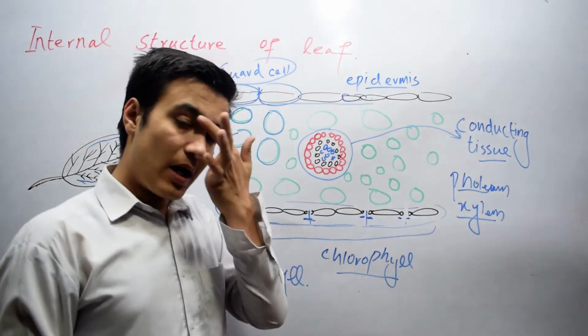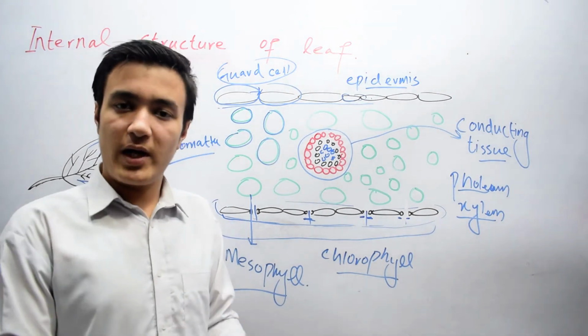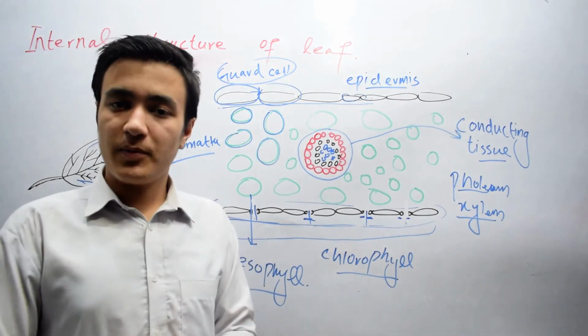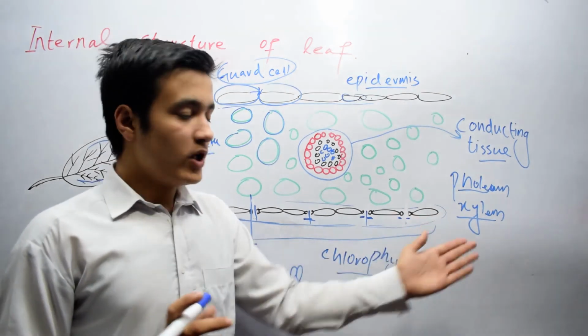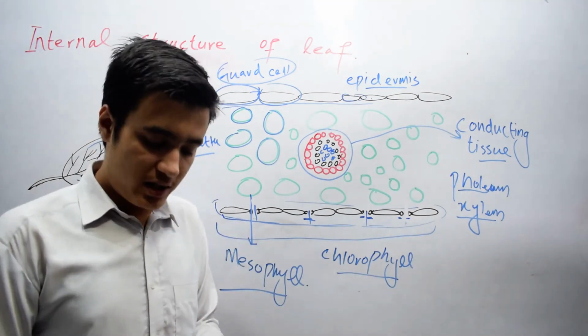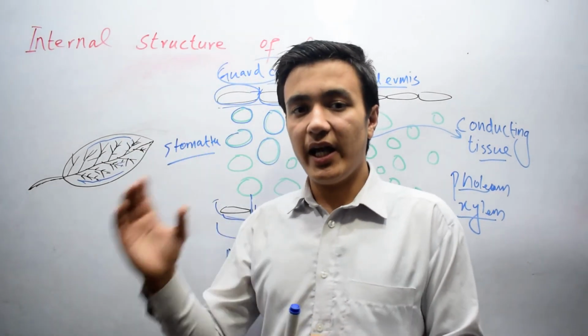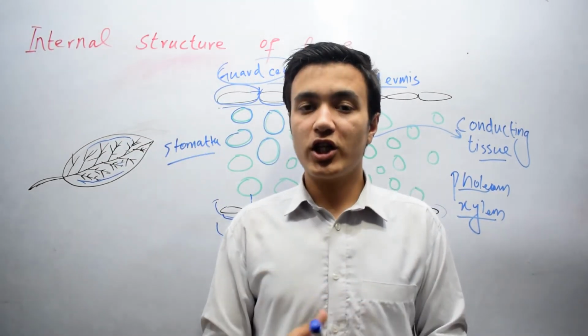The main function of phloem is to transfer food from one part of the plant to another part of the plant, while xylem transfers water from one part of the plant to another. So this was all about the internal structure of the leaf.